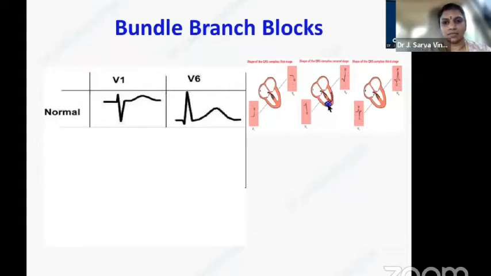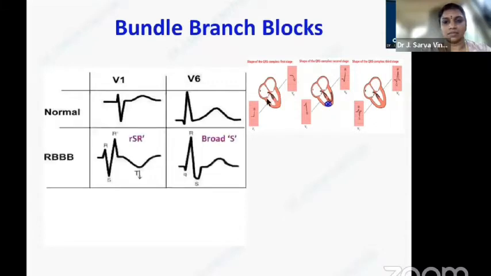When there is a right bundle branch block, what happens? Because the septal depolarization occurs from left to right, that is not affected. So the first part of the wave is not affected. And because left ventricle mass constitutes the major portion of the QRS complex, and the second wave is also predominantly because of the left ventricular depolarization, that is also not affected.